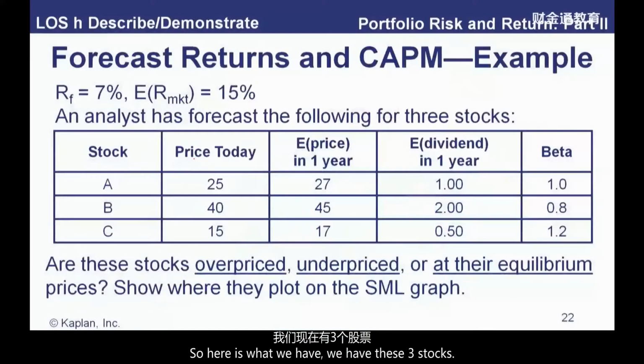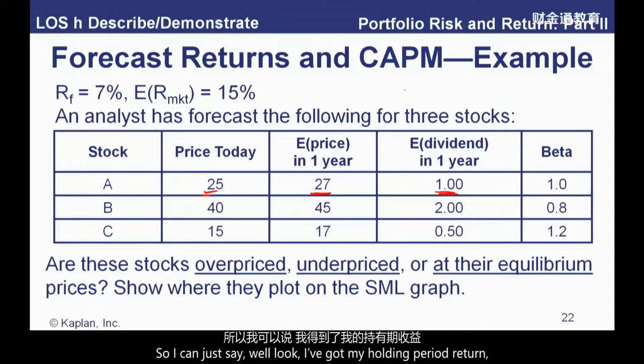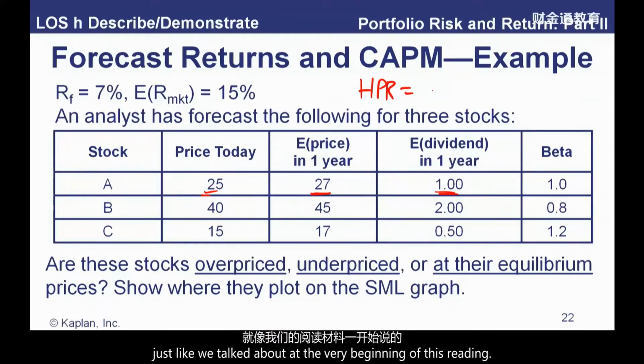So here's what we have. We have these 3 stocks, and we have an analyst that's gone in and worked on them. Stock A has a price today of $25. He thinks it's going to be selling for $27 in the future, and it's going to pay a dividend of $1. If I know the price today, a forecast price in the future, and a cash flow 1 year from now, then I can come up with a holding period return, just like we talked about at the very beginning of this reading.